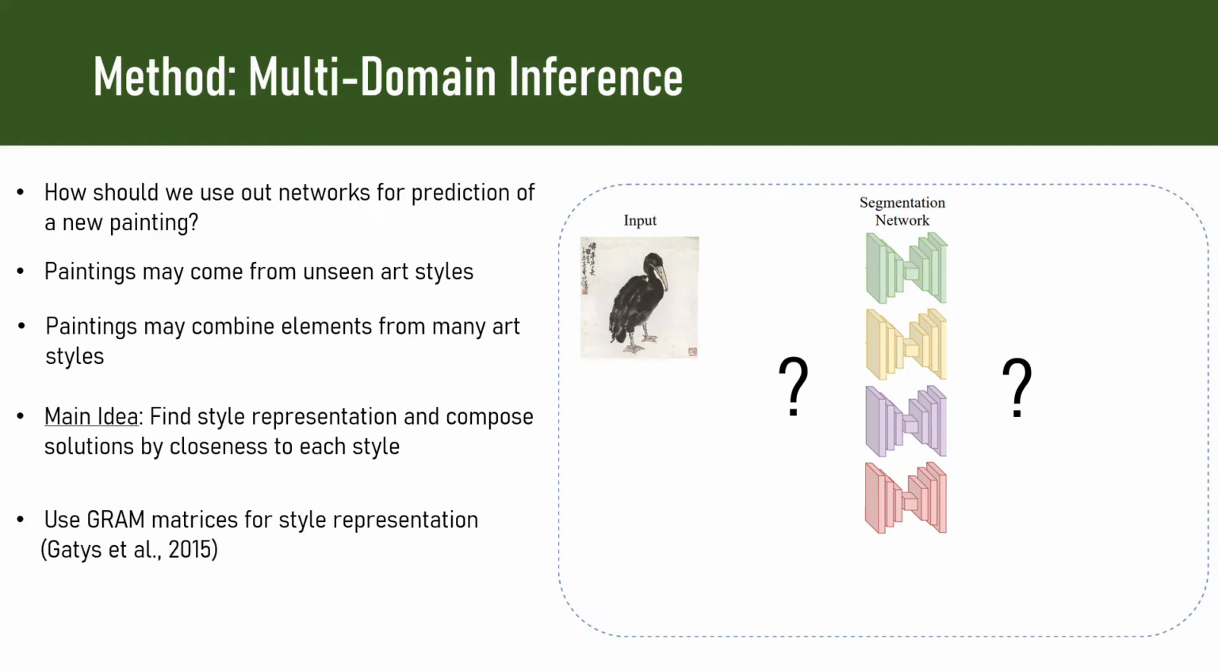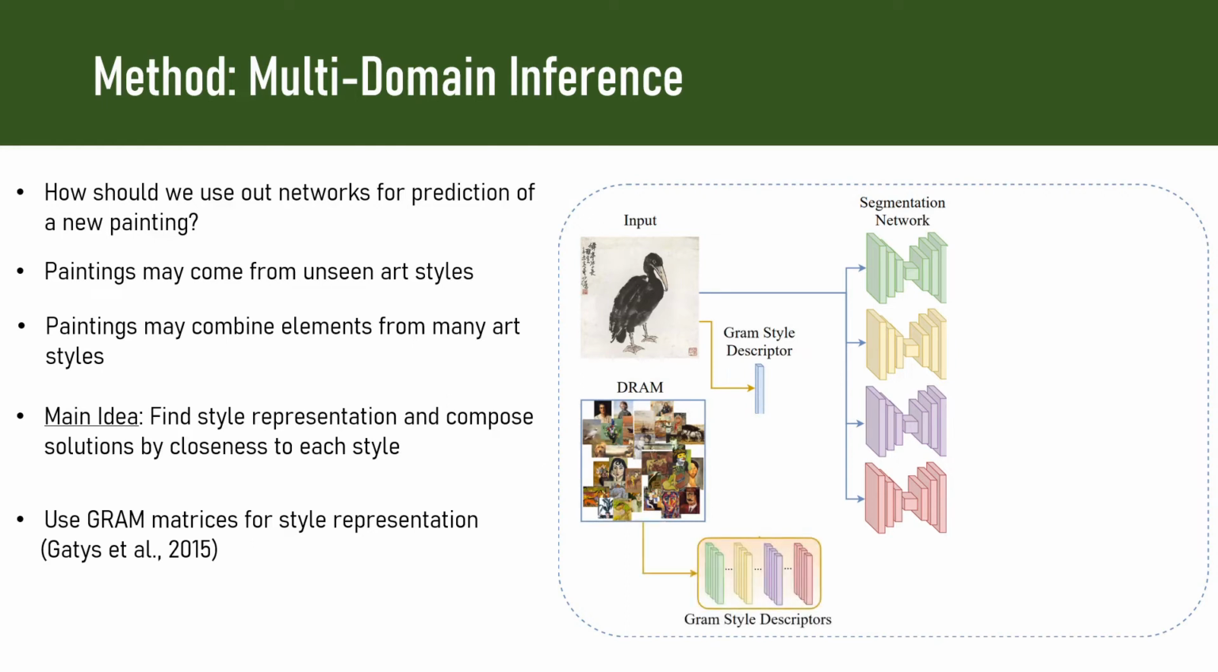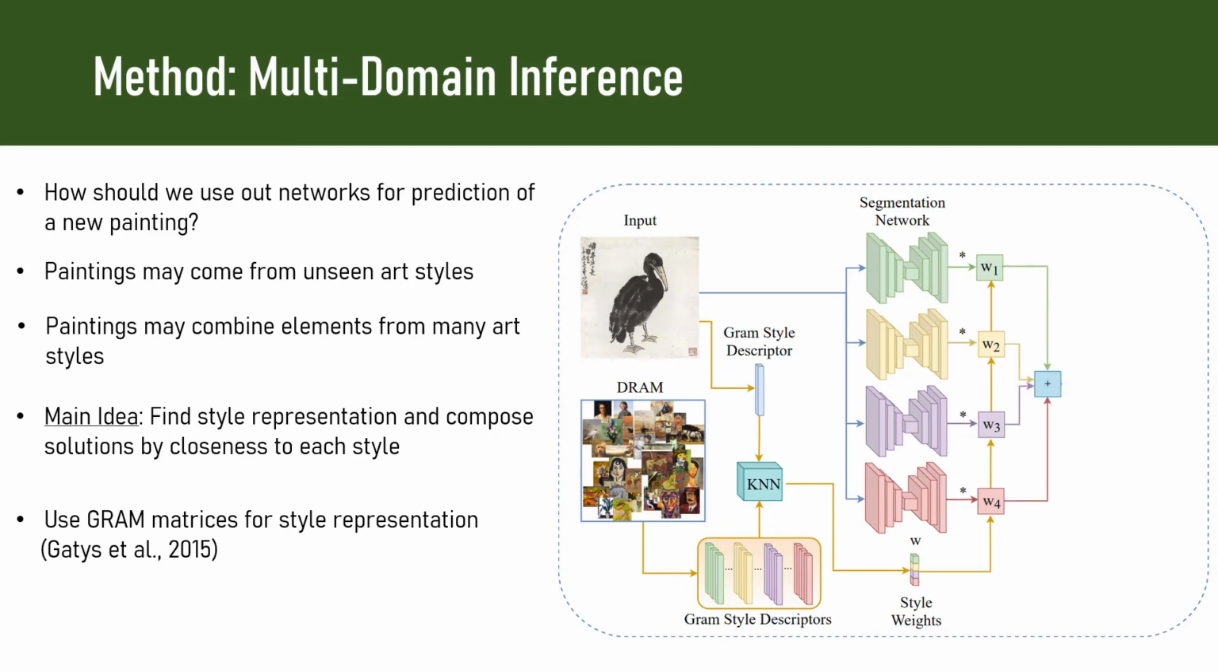We use the gram matrices as style representation as they were shown by Gatys et al. in his style transfer work to be a good representation of the style of an art painting. So, we input the image through all the segmentation networks while we find its gram style descriptor. Meanwhile, we find the gram style descriptors of the entire training set, and then we find the k-nearest neighbors in this space. Based on the number of neighbors of each of the styles with the gram style descriptor of the input image, we can create a weight vector, and then we can use these weights in order to compose the solutions of all the networks and get a final solution.